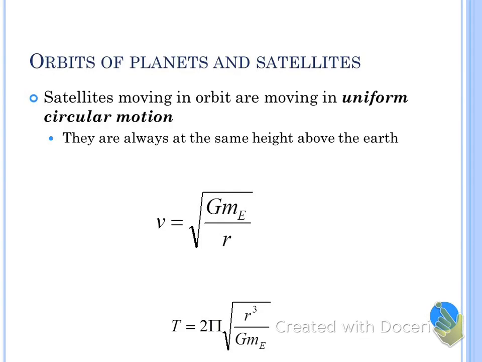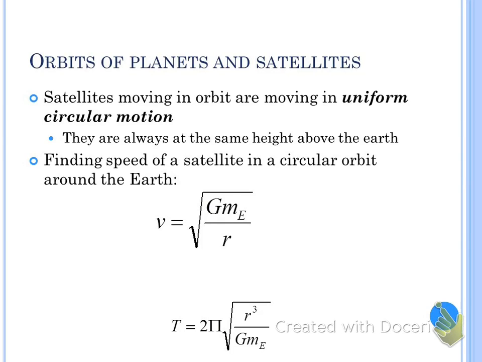Okay, they're always at the same height above the Earth. Their orbit does not waver up and down. They're at a steady height above the Earth. They're just moving in a circular orbit, a uniform circular path. So if we want to find the speed of a satellite in a circular orbit around the Earth, we're going to use this equation: V equals the square root of big G times the mass of the Earth over R.